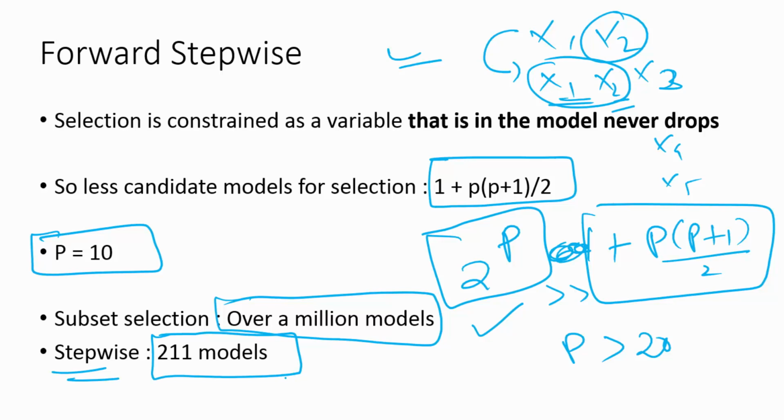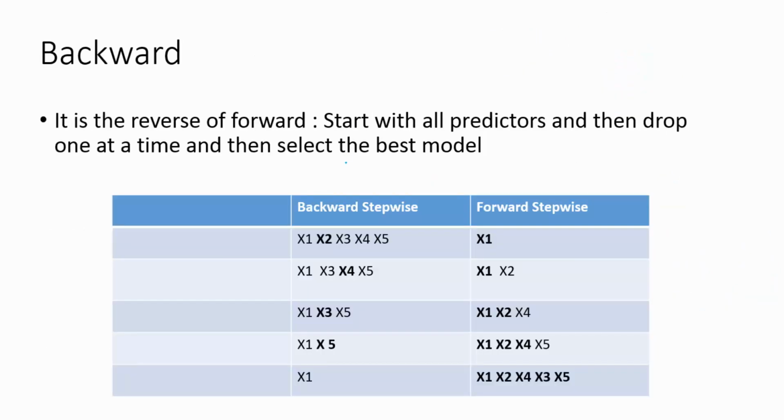That's why the forward stepwise regression model is preferred for variable selection, especially in high dimension. But if you have a smaller number of dimensions, let's say p equal to 5, you can always go ahead with subset selection. It's much easier.